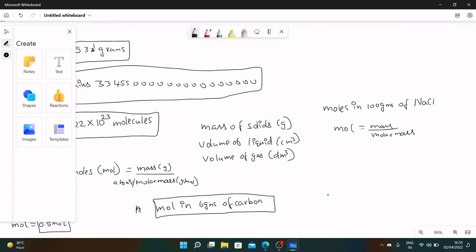What have we been given in the formula? We have been given the mass, which is 100. We need to find the molar mass. I'll tell you how to find the molar mass of a compound.